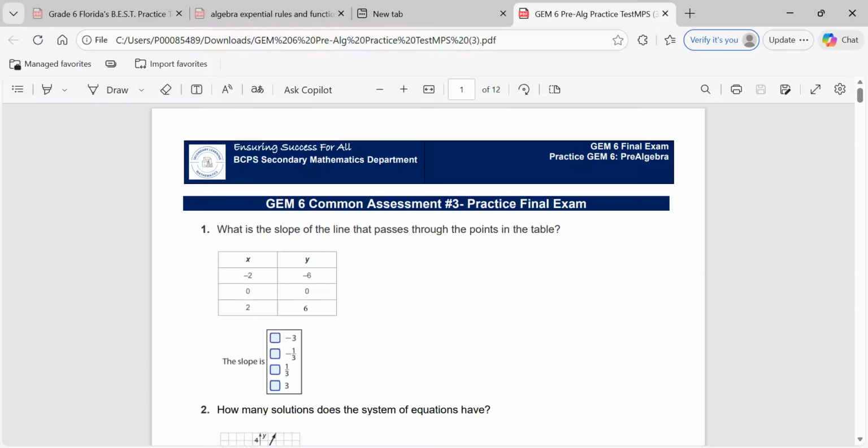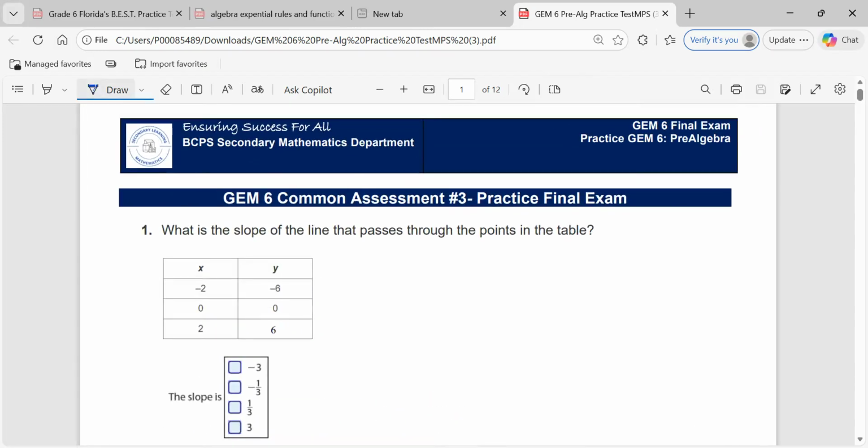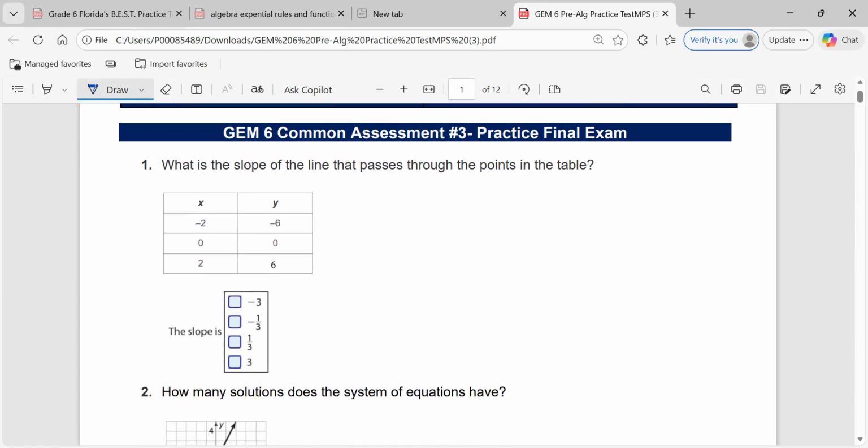All right, sixth grade, we're going to be going over the Gem 6 final practice exam. We're going to start off with number one. Number one says, what is the slope of a line that passes through the points in the table?